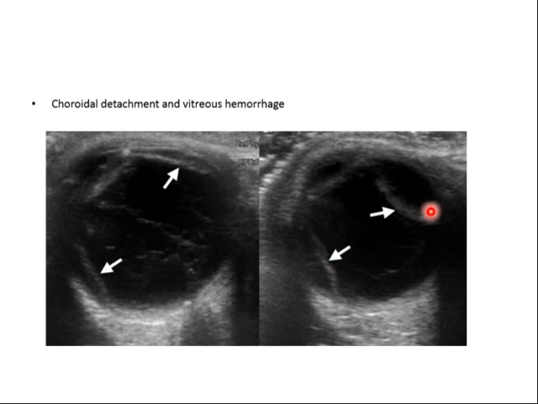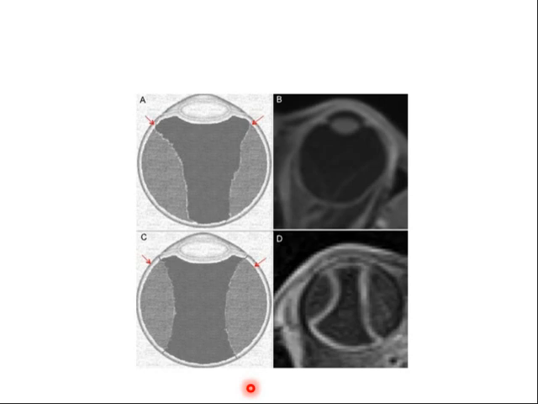In this case, this is choroidal detachment with vitreous hemorrhage. This is hemorrhage inside the vitreous. In this case, the one above is the retinal detachment, and that one is the choroidal detachment. The difference: here it's attached to the optic disc posteriorly, but the choroidal one is not attached to the optic disc.